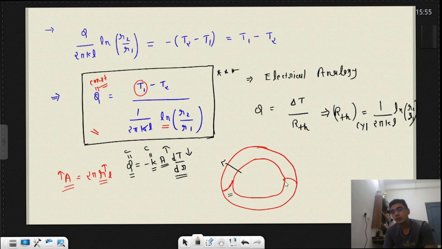Because of that, the temperature gradient in the radial direction will be decreasing. If we draw this profile, initially the temperature gradient is less and further towards the surface it is increasing, which is wrong. This is the correct temperature profile: near the inner surface the temperature drop will be higher, and as you move towards the outer surface the rate of temperature drop will be decreasing. So this is the correct profile and this is the wrong profile.